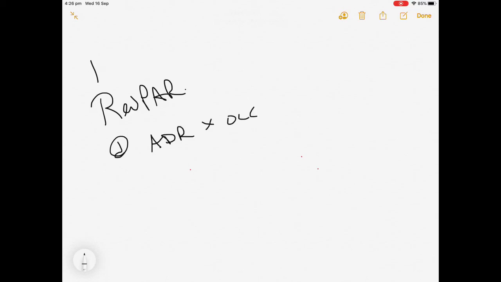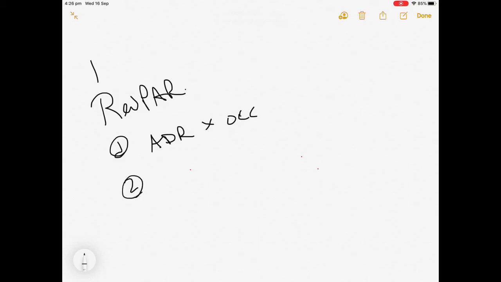Okay, so now that we've got our ADR and our occupancy rate, let's talk about RevPAR. Okay, so let's do black RevPAR. RevPAR. Okay, revenue per available room. So there's 2 different ways to do this. One way is we can take the ADR and we can multiply it times occupancy rate, okay? One way to do it.